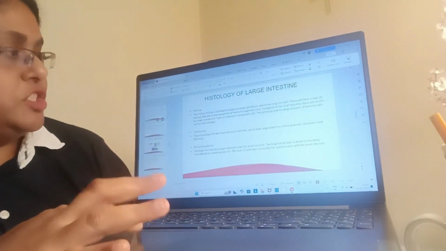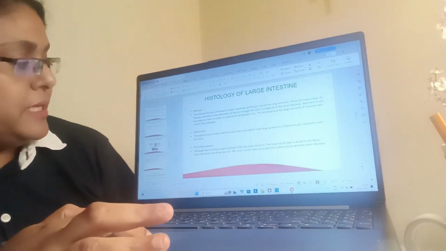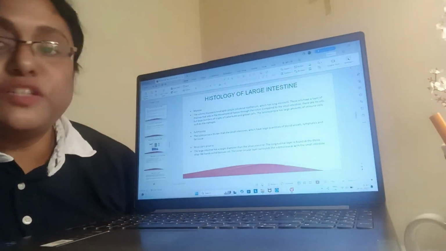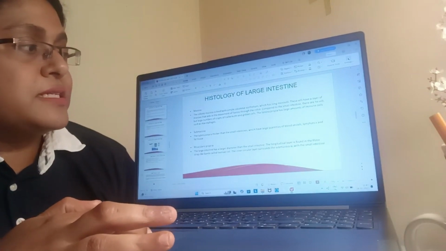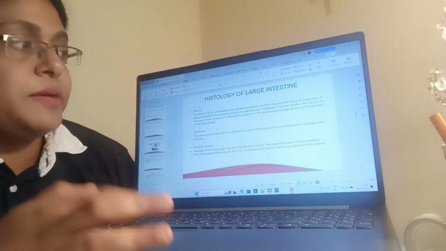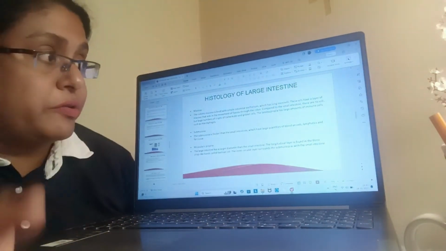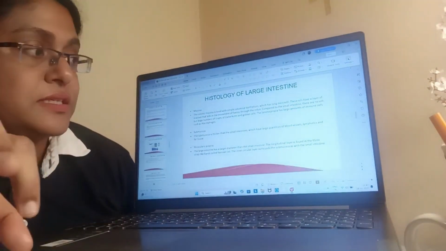Next one, histology of the large intestine. The large intestine contains the mucosa layer, submucosa layer, muscularis propria, and also the serosal layer, the same as the histology of the small intestine here. The colonic mucosa is lined with a simple columnar epithelium, and it has long microvilli. So this layer mainly helps in the movement of the feces to the rectum.